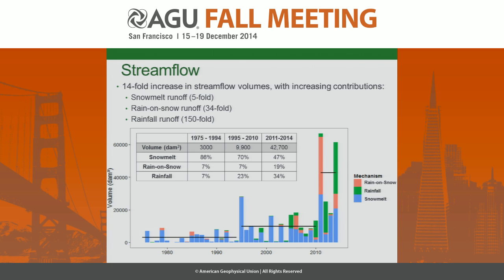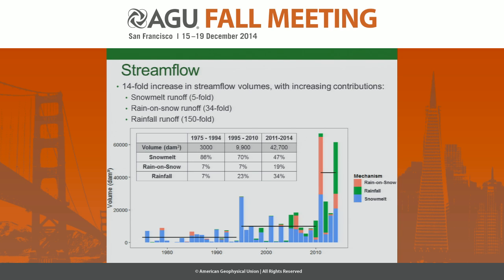There's been a 14-fold increase in streamflow volumes, so from 3,000 decameters cubed up to now over 42,000 decameters cubed. So that's a substantial increase that we're seeing. And we're seeing increases from all three runoff mechanisms that I mentioned. So snowmelt runoff, we found, even though there's a decline in snowfall amounts, we're actually seeing an increase in snowmelt runoff by about 5-fold. And this may be due to those October rainfall increases that I mentioned, because if your soils freeze when they're wet, the snowmelt infiltration in the following spring is limited, so that can increase your snowmelt runoff.